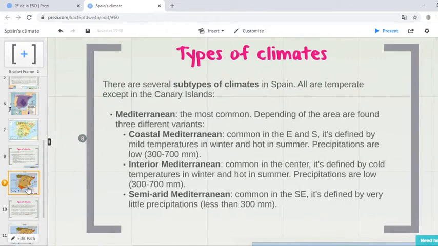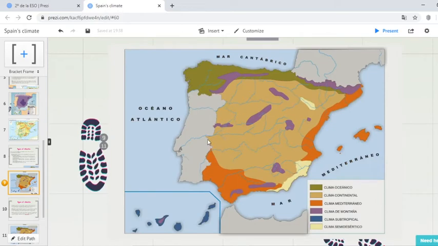The Mediterranean one is, as I said, the most common, and it's located here in all the center, center north of the Iberian Peninsula, south, east, southwest. All this, excluding obviously the purple stains, which are the alpine climate. All this is part of the Mediterranean climate. So as you can see here, it's pretty common throughout the Iberian Peninsula.